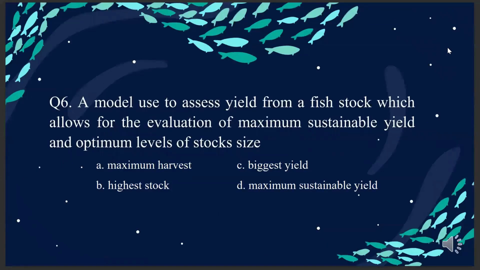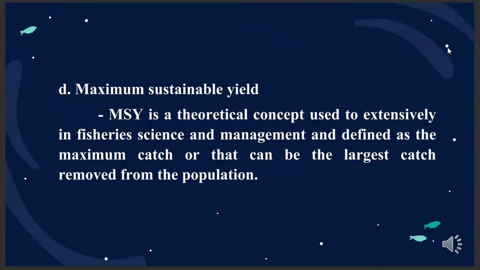Question number 6. A model used to assess yield from a fish stock which allows for the evaluation of the maximum sustainable yield and optimum levels of stock size. A. Maximum harvest. B. Harvest stock. C. Biggest yield. Or D. Maximum sustainable yield. The answer is D. Maximum sustainable yield, because MSY is a theoretical concept used extensively in fishery science and management and defined as the maximum catch, or the largest catch that can be removed from the population.